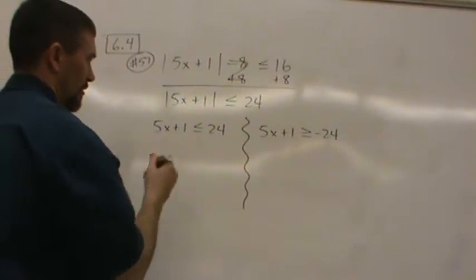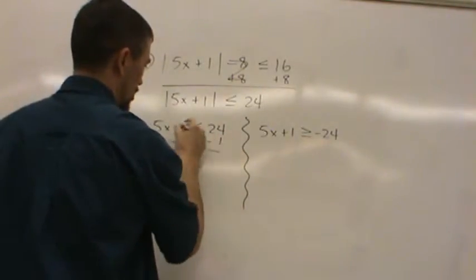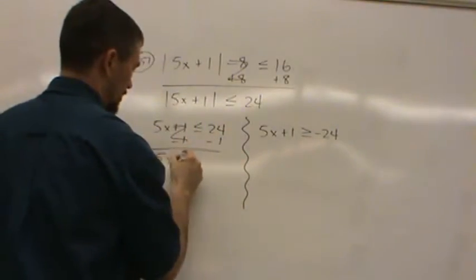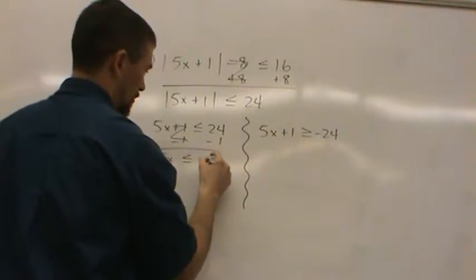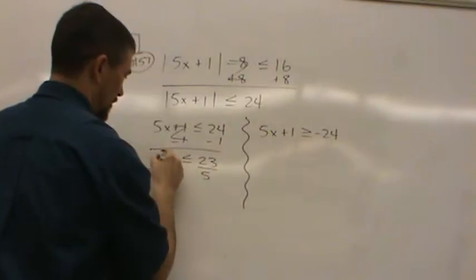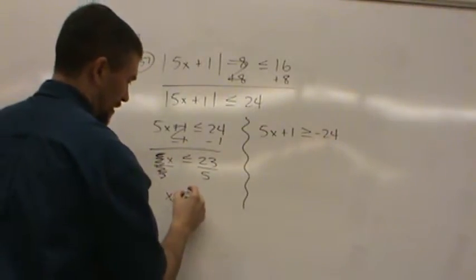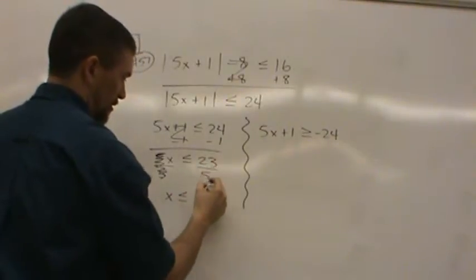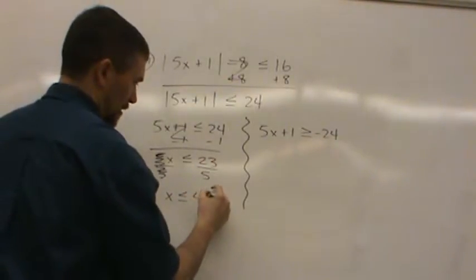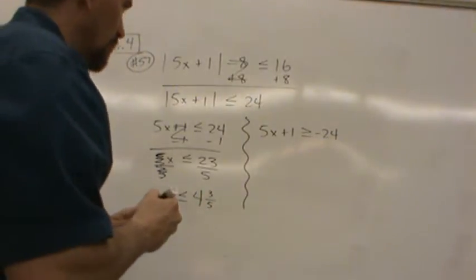Now we just work it down like we did all the other ones. -1, -1, that's gone. 5x less than or equal to 23. And then we divide by 5. Divide by 5. 5 divided by 5 is a 1. 1 times x is just x. Less than or equal to, 5 goes into 23, 4 with 3 left over, so 3/5 remaining.